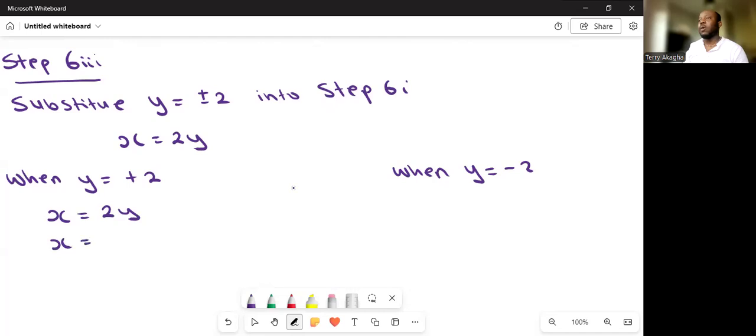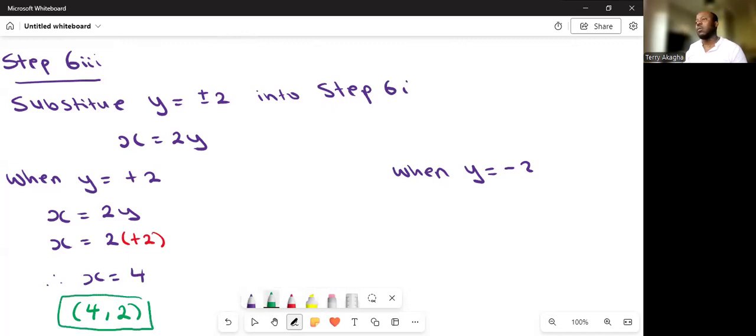So x is going to be equal to 2, but instead of y, we're going to have plus 2. So therefore, x is going to be equal to 4. Because we now know that x is 4, we can write it in coordinate form. So when x is 4, y is 2. So we've gotten the first coordinate as a stationary point.